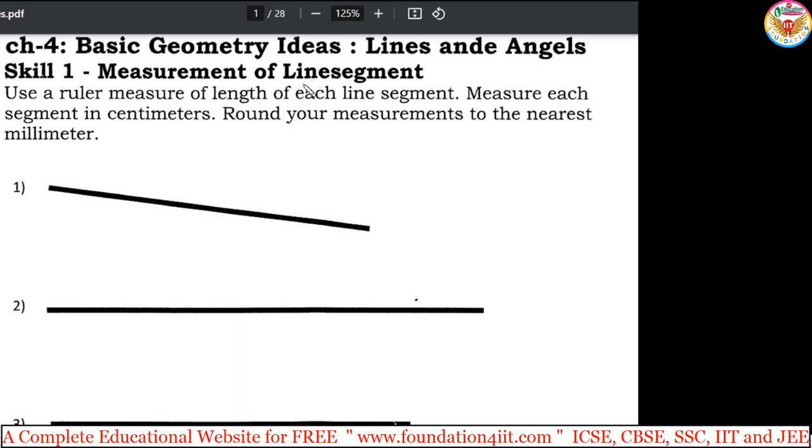From class 6, chapter 4 is basic geometry ideas like lines and angles. Geometry concepts especially will begin from class 6th. So all the fundamentals they should know perfectly to improve the basic skills in mathematics.